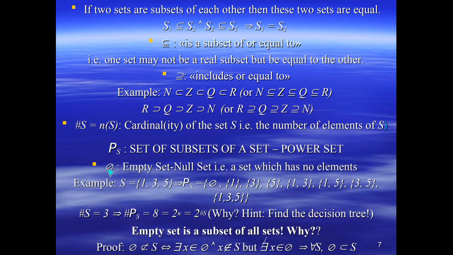So we come to a special subset, which is empty set or null set. This is a set without elements. A set which has no elements is an empty set or null set. It is defined this way. Well, example. S is {1, 3, 5}. The set S consists of these three numbers. Forming the subsets of S, we can form subsets, which means smaller sets, with one element: {1}, {3}, {5}.